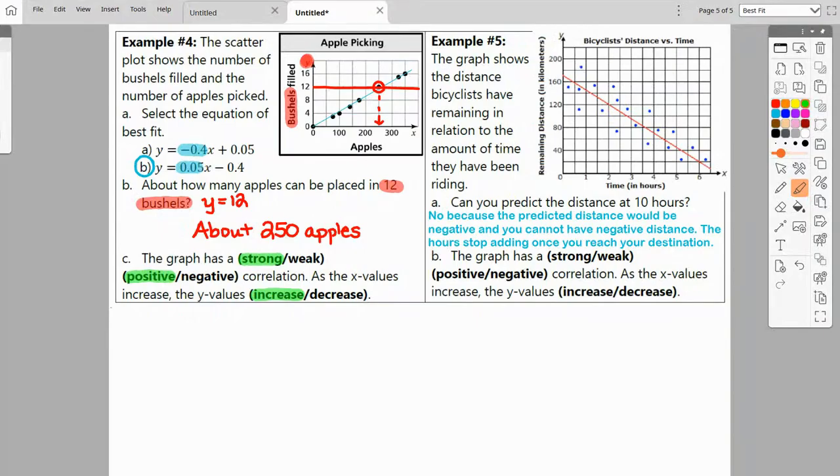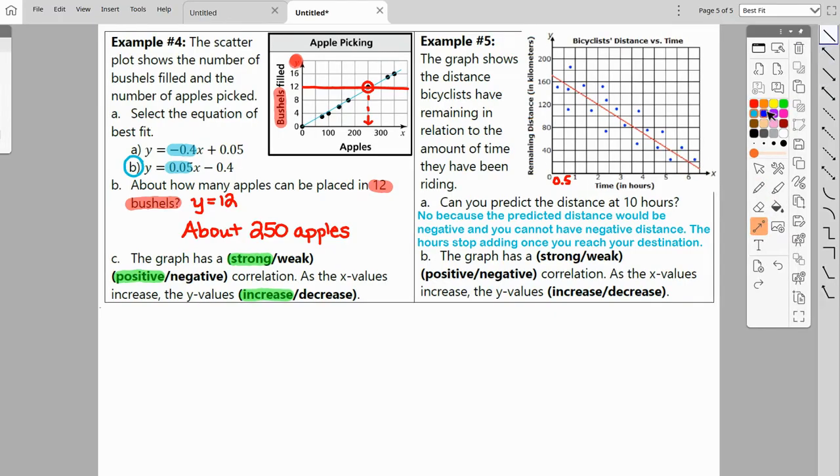In example number 5, we have the graph showing the distance bicyclists have remaining in relation to the amount of time they have been riding. We want to answer the first question. Can you predict the distance at 10 hours? So right away, I have half steps for my time. So that means I'm going up by 0.5 on my x-axis. So that means my graph would extend beyond here.